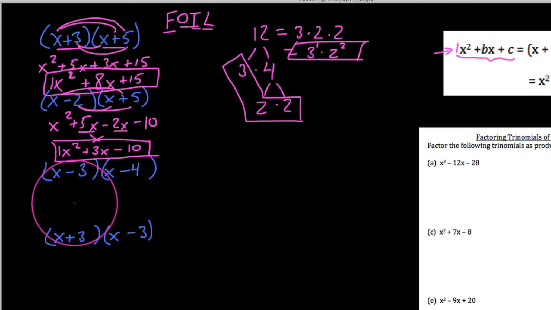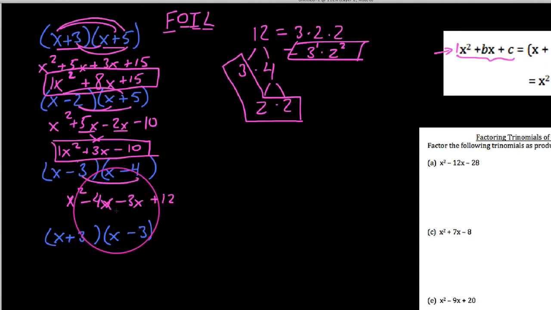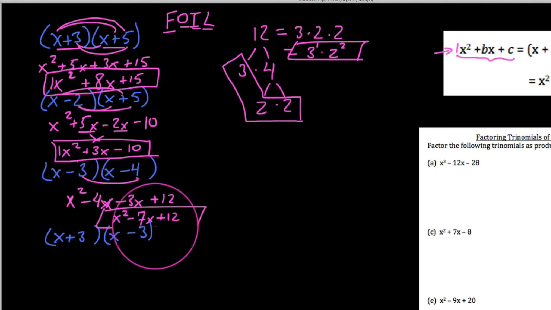All right, so now x times x is x squared. x times negative 4 is minus 4x. Negative 3 times a positive x is a negative 3x, and then a negative 3 times a negative 4 actually gives us a positive 12. So this simplifies down into x squared minus 7x when you combine like terms, and a positive 12 in the back there. It still has an a value of 1.